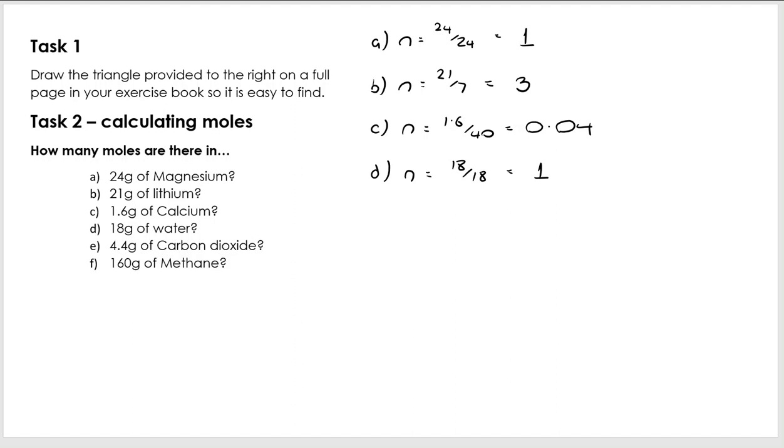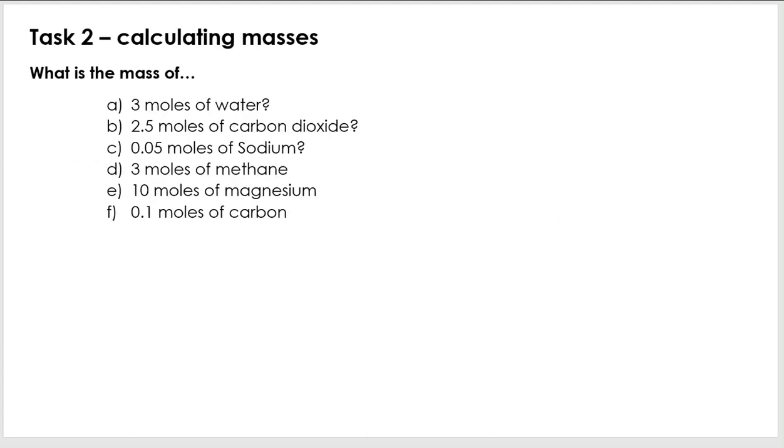Carbon dioxide is 4.4 divided by the relative molecular mass 44, so that's 0.1 moles. And if I have 160 grams of methane, that's 160 divided by its molecular mass of 16. 160 over 16 means I would have 10 moles of methane. Let's rearrange that equation now. Let's find the mass of each of these.